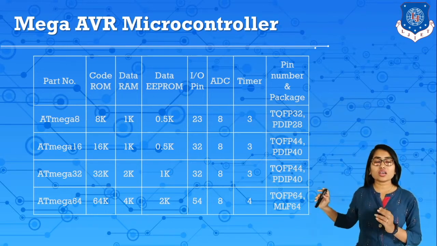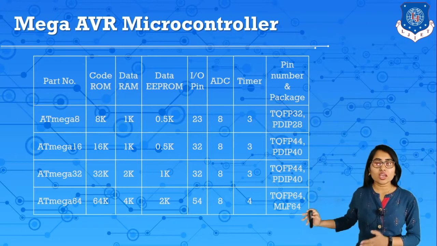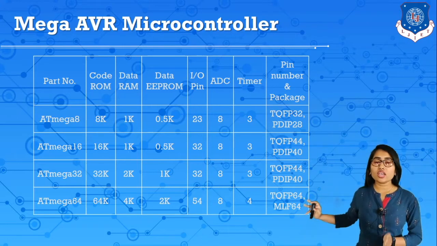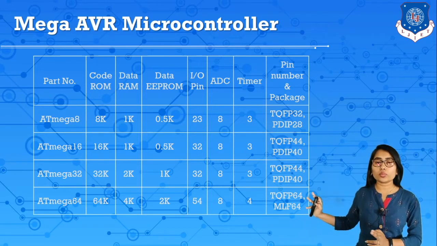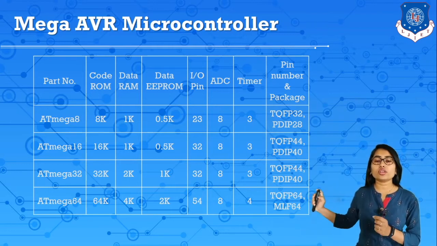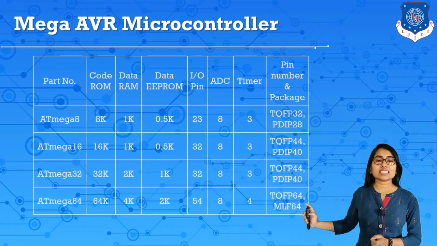So it has a ROM of 32K, RAM of 2K, EEPROM of 1K, 32 input output pins, 8-bit ADC, 3 timers, and TQFP44 PDIP40 package. Then next, ATmega64.